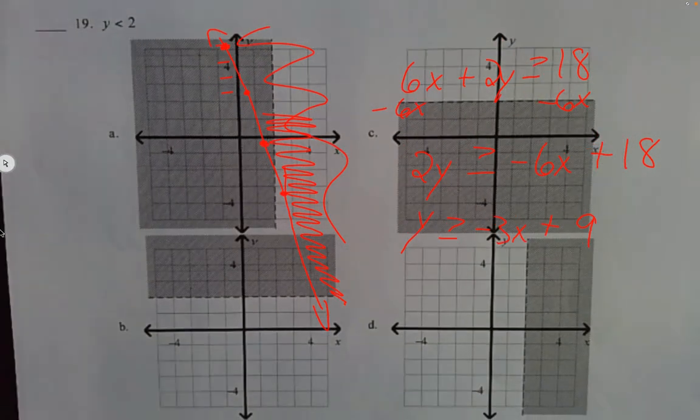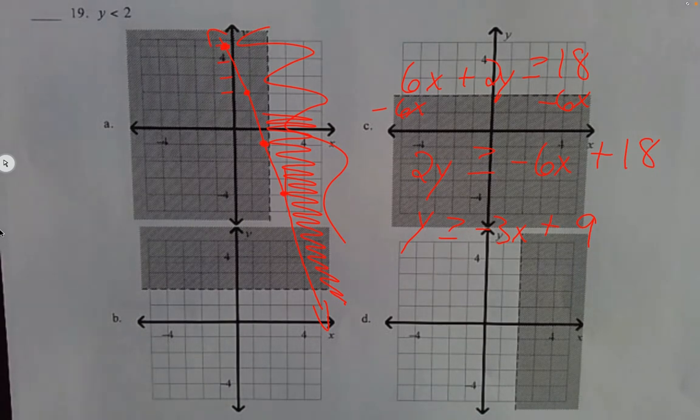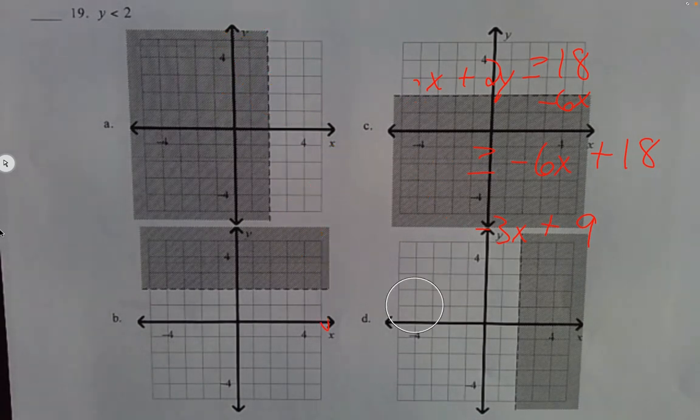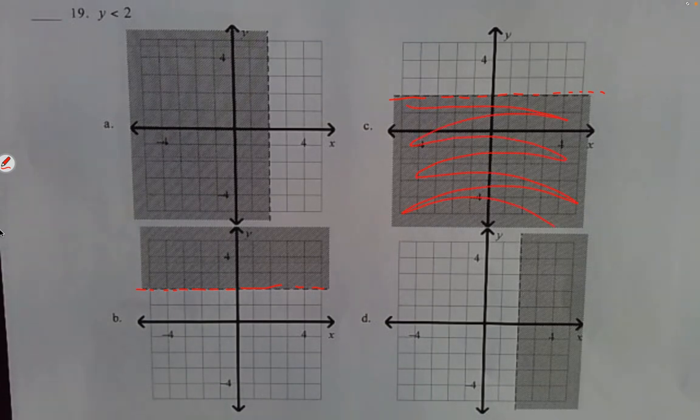19. Y is less than 2. So one way to do this is just type it on your calculator. You can put the less than, or you can put just the equal to sign to see. But if you remember, if it said y and then the number 2, it means it crosses the y-axis at 2. Okay, and it's a dotted line. So it's either this one or this one. That crosses the y-axis at 2. If it had an x, that means it crosses the x-axis, a vertical line, but it's got the y. Now, where are we less than that? Right here. So that's our answer.